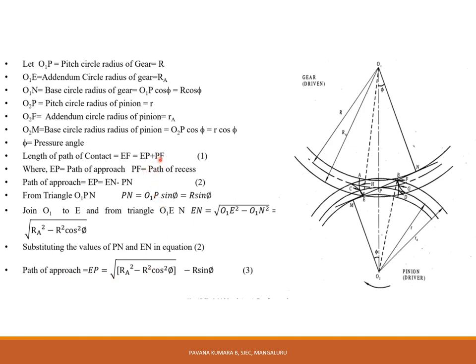So the path of recess is nothing but PF. The path of recess can also be found similarly, that is for the pinion. So the path of recess is nothing but MF minus MP. Actually EF is the path of contact. So how can we write PF? PF we can also write as MF minus MP. So from that we can determine PF.